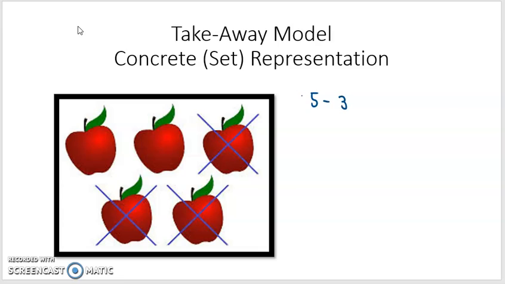This is the concrete representation of the takeaway model, meaning we're going to use objects. It's something that you would do with very young children. So 5 minus 3, the takeaway model, you start with a set that has, I'll call that set A for apples. It has 5 apples. And from that set of 5 apples, you take away 3 apples. I've crossed them out, or I could just say I'm going to take those apples away. I'll eat them, maybe. All right, so I'm going to take away 3 apples.